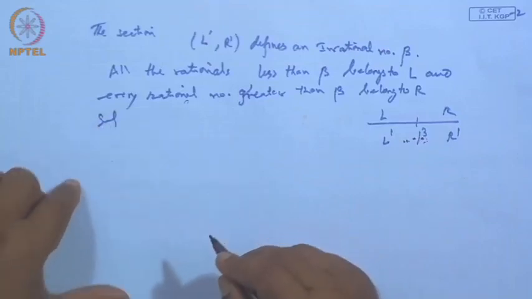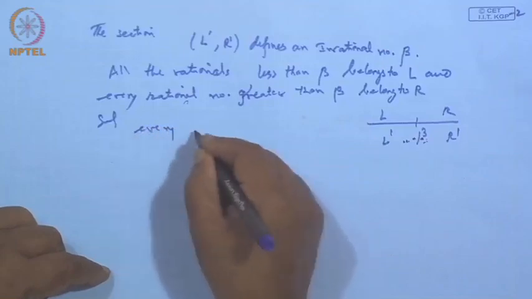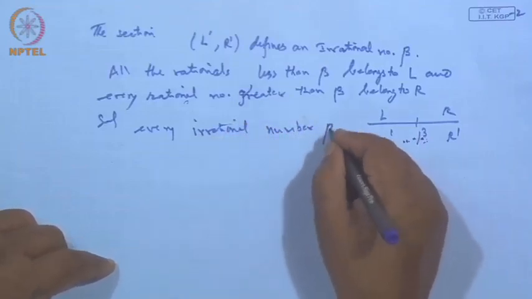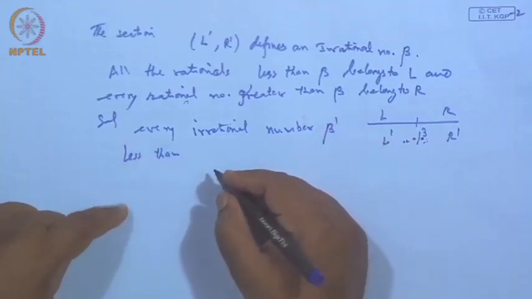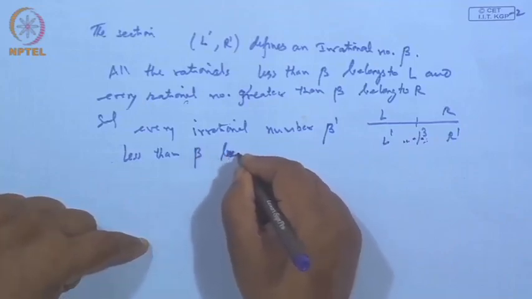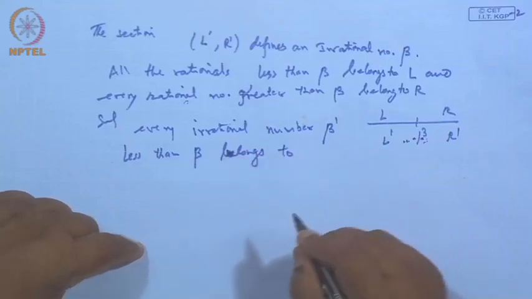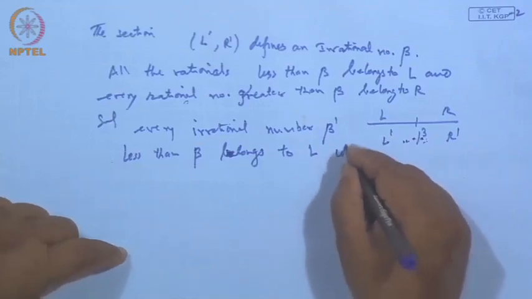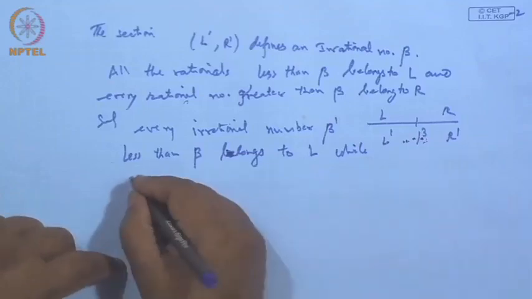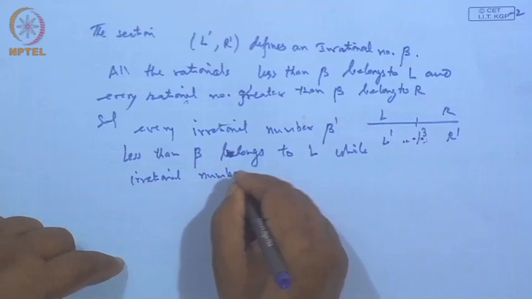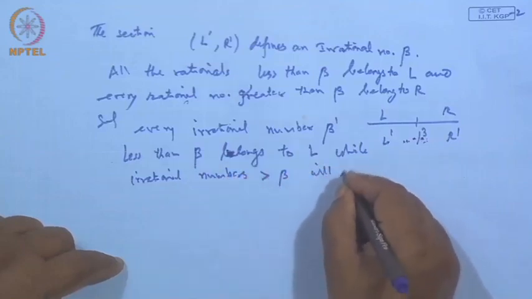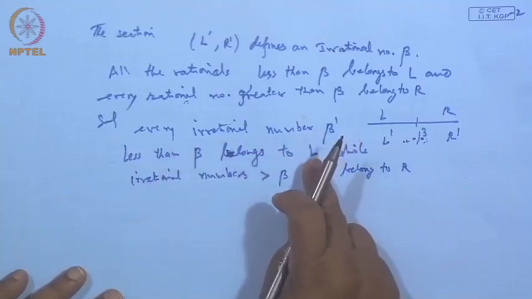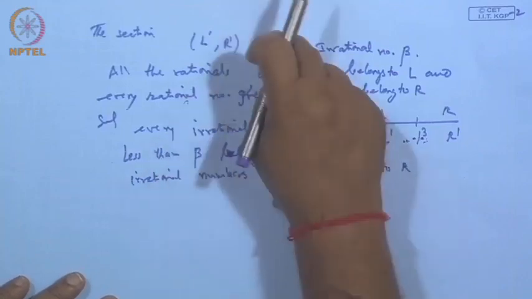Similarly, every irrational number beta dash less than beta belongs to L, while the irrational number greater than beta belongs to R. And the reason, I have just justified the reason, is that there are rational numbers in between beta dash and beta which are in L dash. So, it is in L, and similarly for the other.